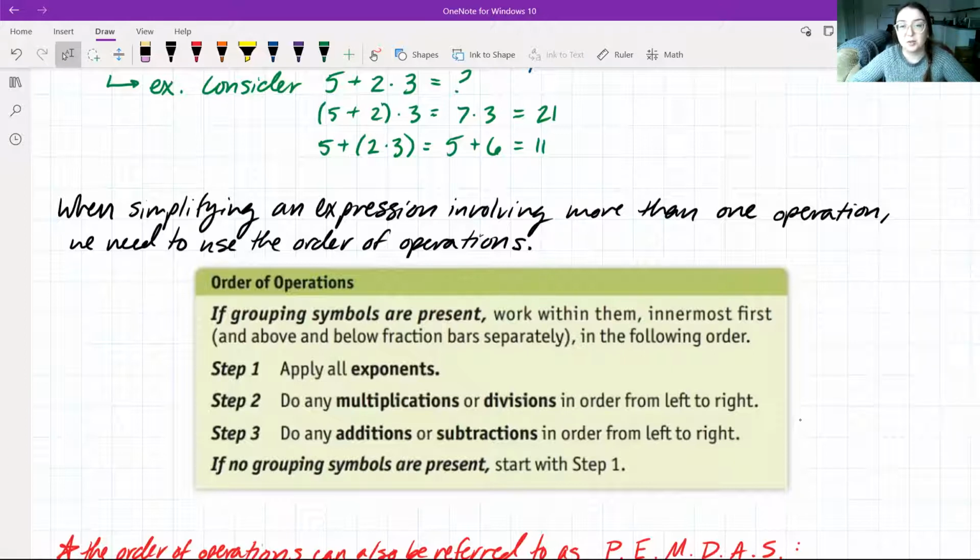So whenever we have grouping symbols, whatever it is, we're going to follow our order of operations inside those parentheses in order to solve what's inside our grouping symbols. And once we've done that, then we can go through the steps again to solve for the entire expression. So you work inside out, and you also work from left to right.